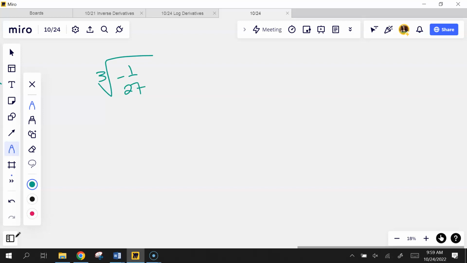Plus or minus. It's 1 over 3. It's 1/3. It's negative 1/3. Negative 1/3. Odd roots keep the sign. Even roots, remember.